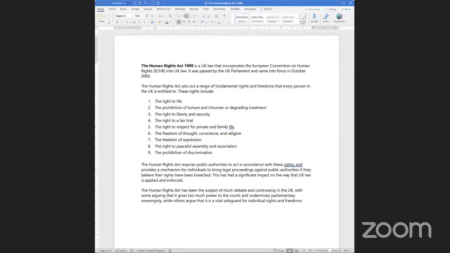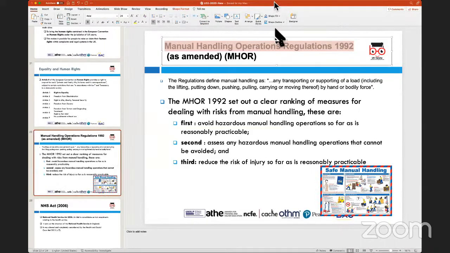Now, switching back to the presentation, there is another piece of legislation that we want to understand, and that is primarily the Manual Handling Operations Regulations of 1992. As you know, within the NHS and the health and social care sector, there are people working in different roles.